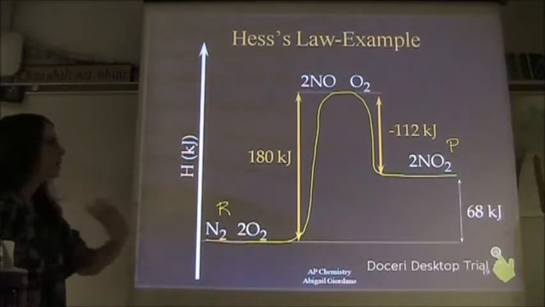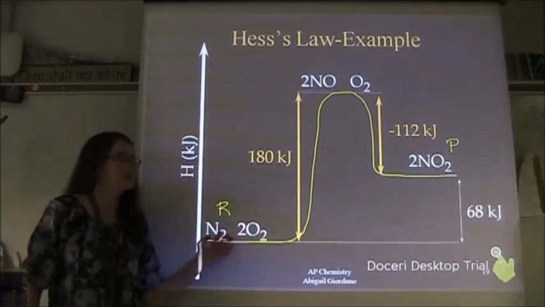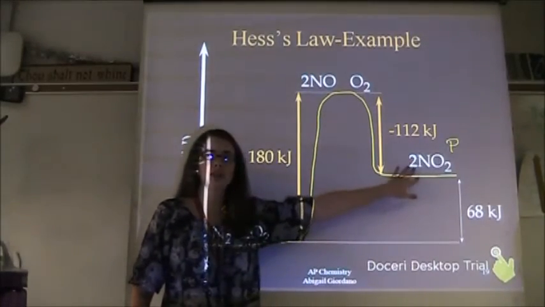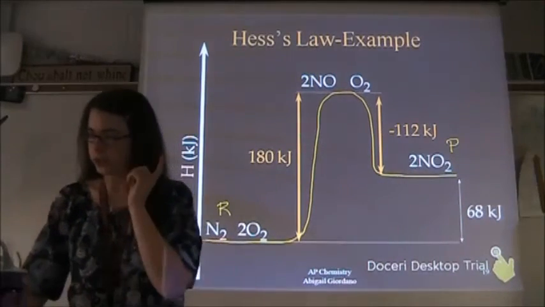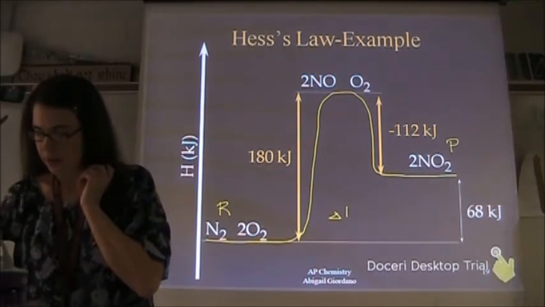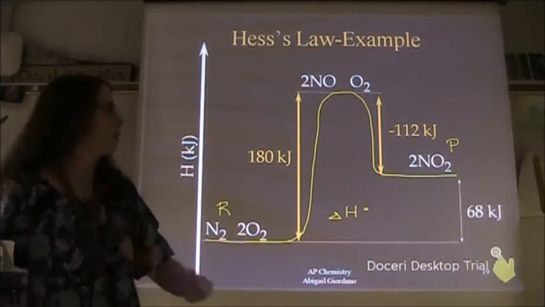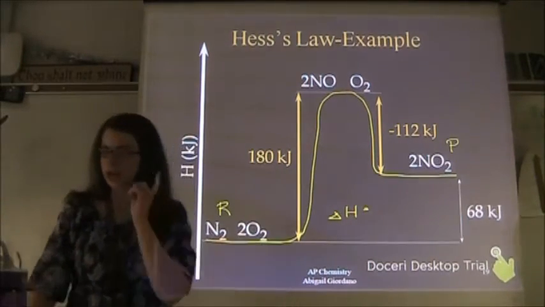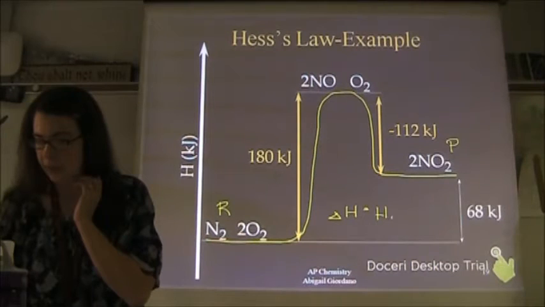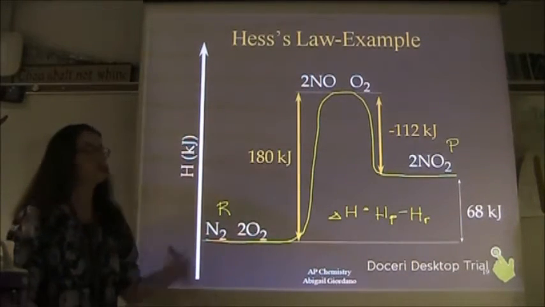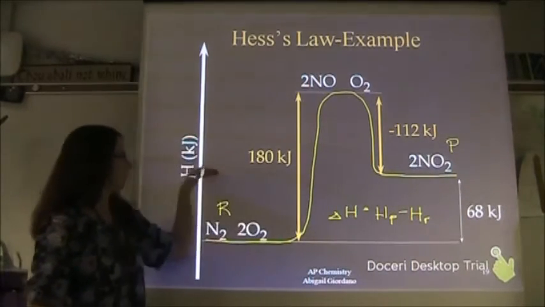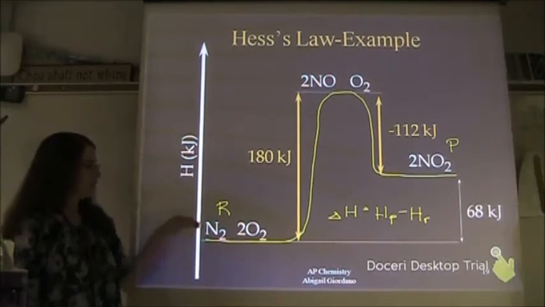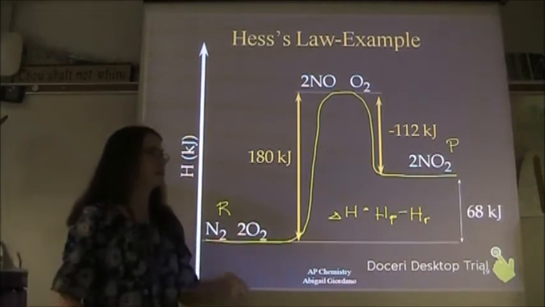Okay. Here are my original reactants. Here are my final products. This number, 68 kilojoules, okay, that comes from doing a subtraction. The heat of my products minus the heat of my reactants, which is why it's a positive number, okay? The heat of my products, whatever that number is, minus the heat of my reactants gives me a positive number.